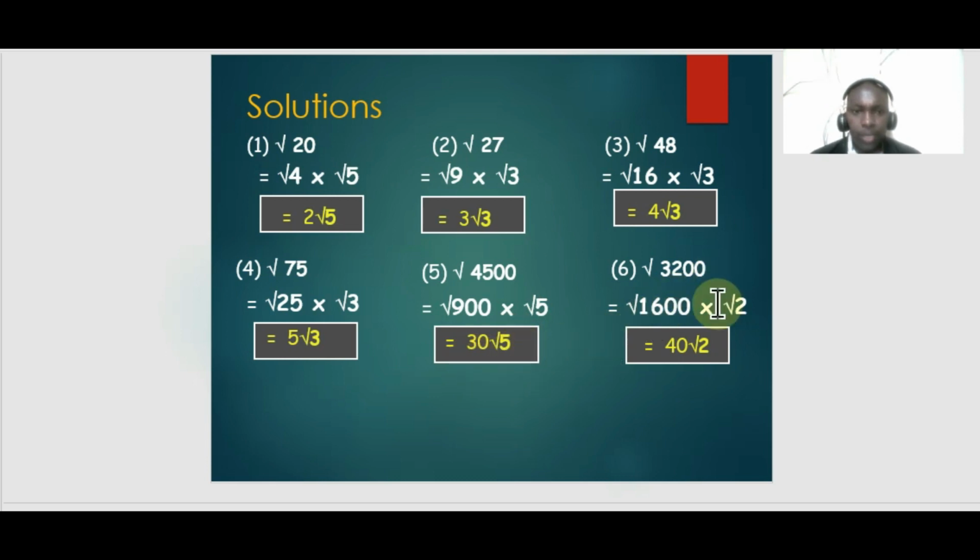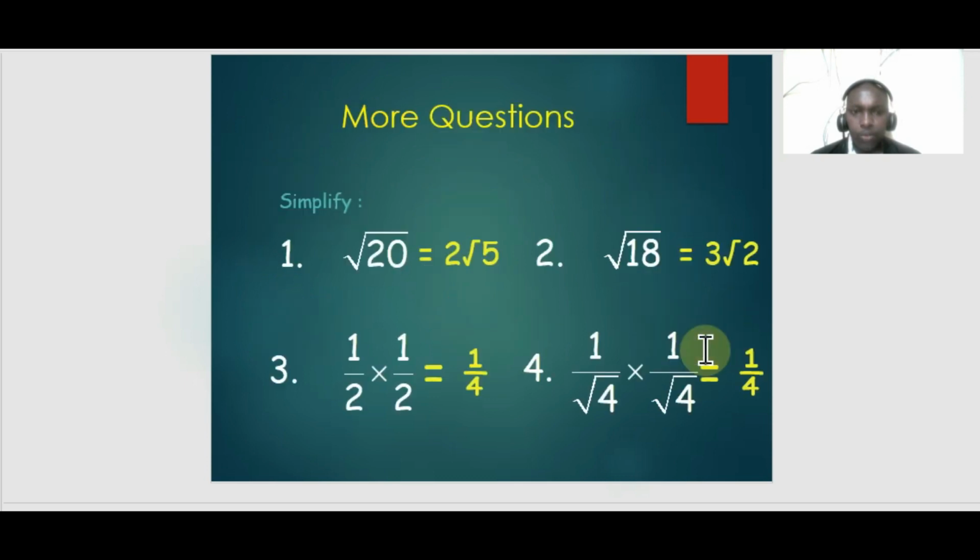3200, also another big number. We can think of two numbers to split this one, to break down this one. 1600 times 2 gives us 3200. So we get the square root of 1600, as that one will give us 40, times the square root of 2.